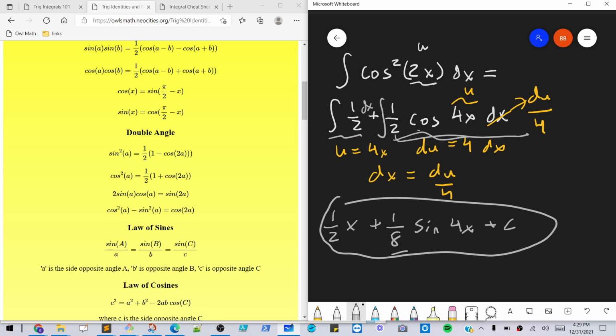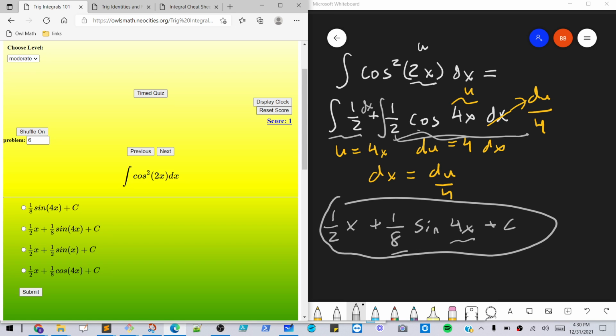Let's check that. The only thing we could do is you could try to put this back into, get the angle back to just being x, but that's up to you, and that's equivalent. Let's see. So it's going to be this one. That's correct. Okay, so 2 problems completed.